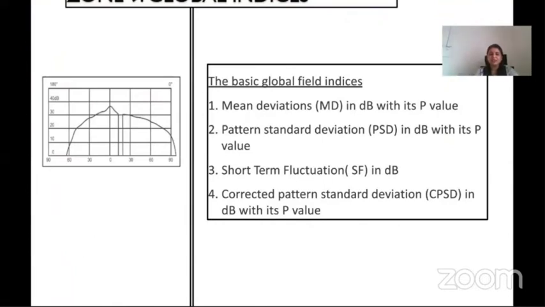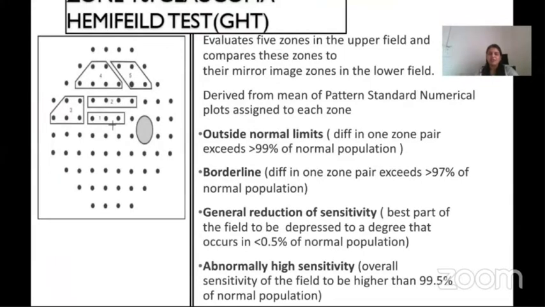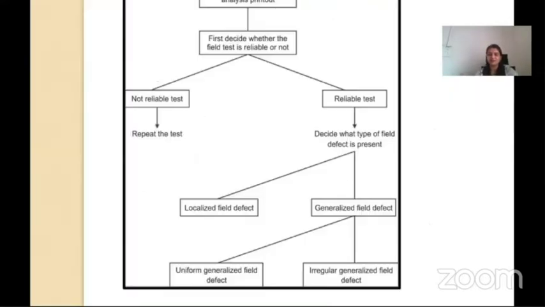Coming to zone 9, we have global indices like mean deviation, pattern standard deviation, short-term fluctuation, and CPSD. These last two are seen in your Octopus field printout. We have zone 10, the glaucoma hemifield test, wherein the 5 zones in the upper field are compared to mirror images in the lower field, and this gives 5 outputs: outside normal limits, borderline, generalized reduction of sensitivity, abnormally high sensitivity, or within normal limits.